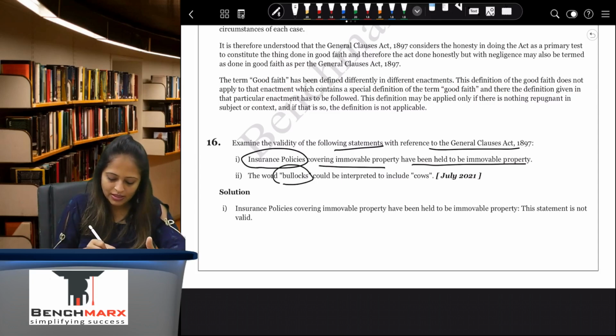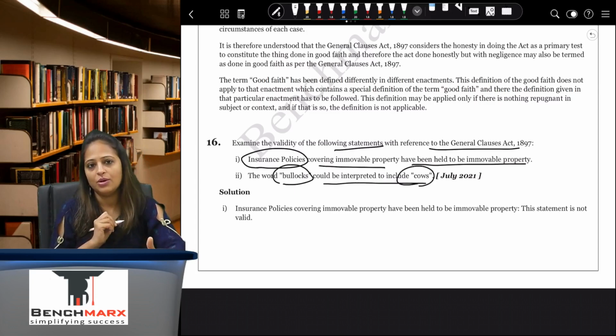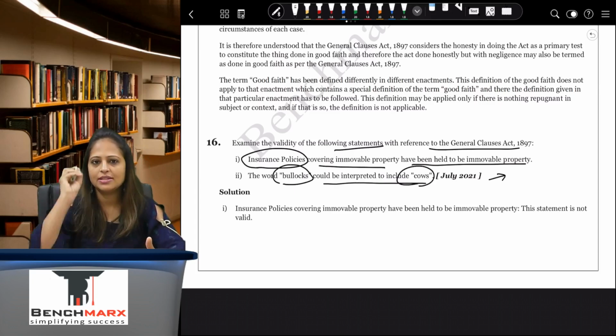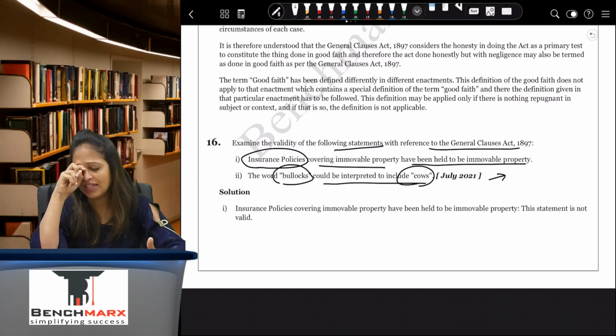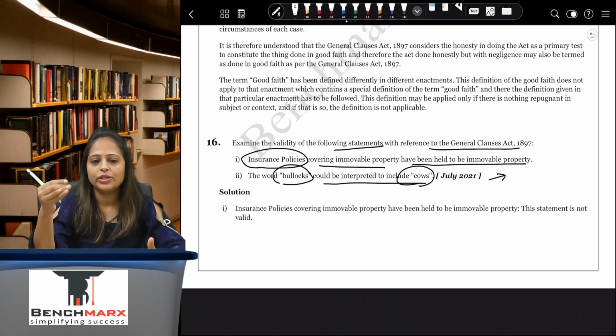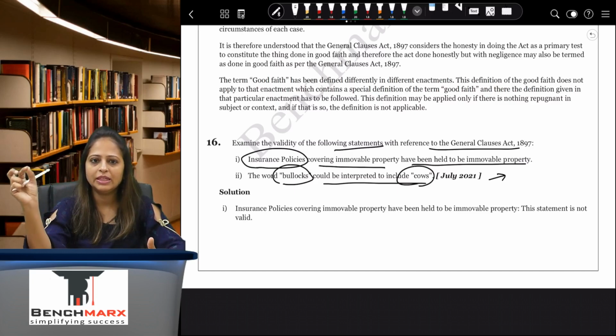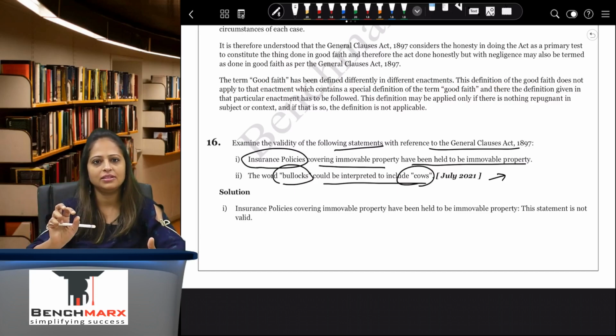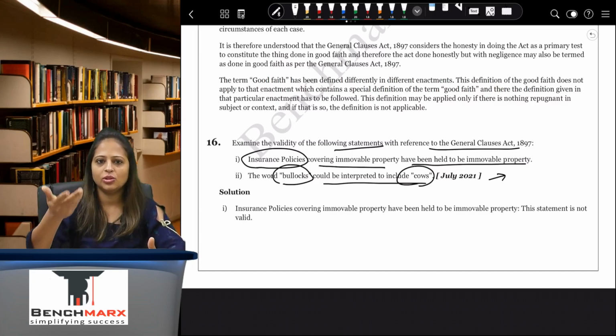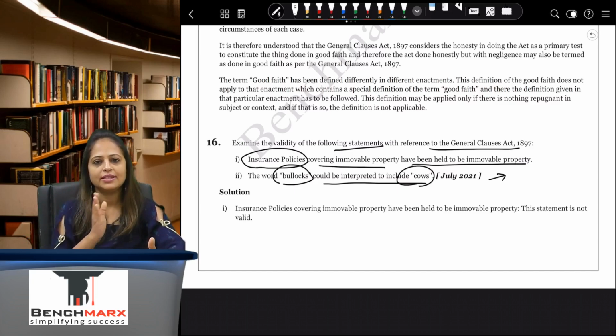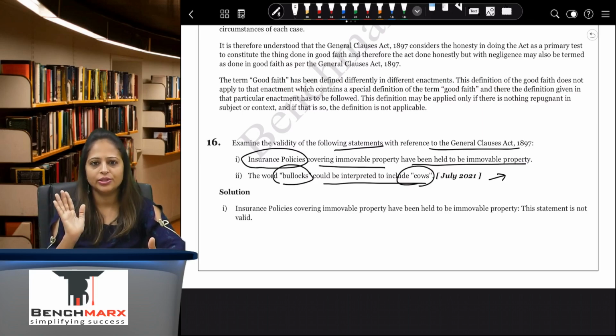The word bullocks could be interpreted to include cows. Now, this is a case study which is there in your module. Always, if you see, the institute is asking you questions from the module itself. It is not asking you anything outside of your module. From that case study this is being asked, and normally the gender will include the other gender as well. So if it's for he, it will also include she, but for bullocks that is not the case. If they have mentioned bullocks, then it will be only bullocks and it will not include cows.